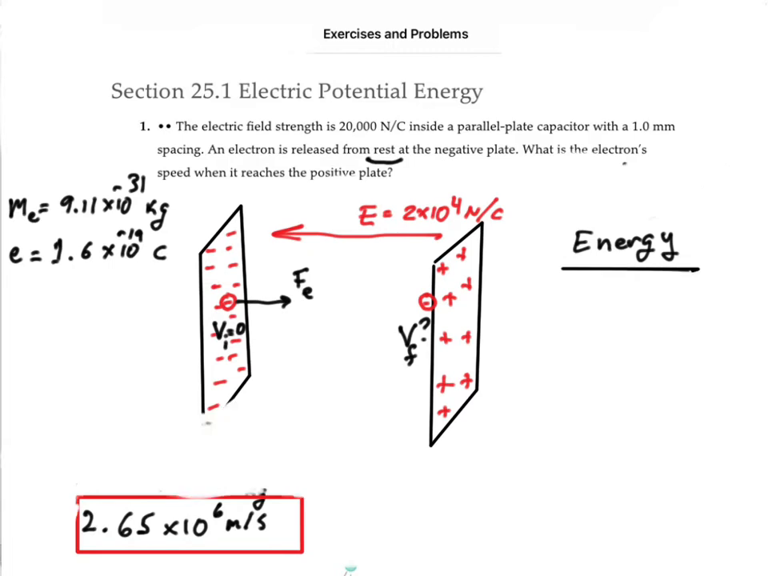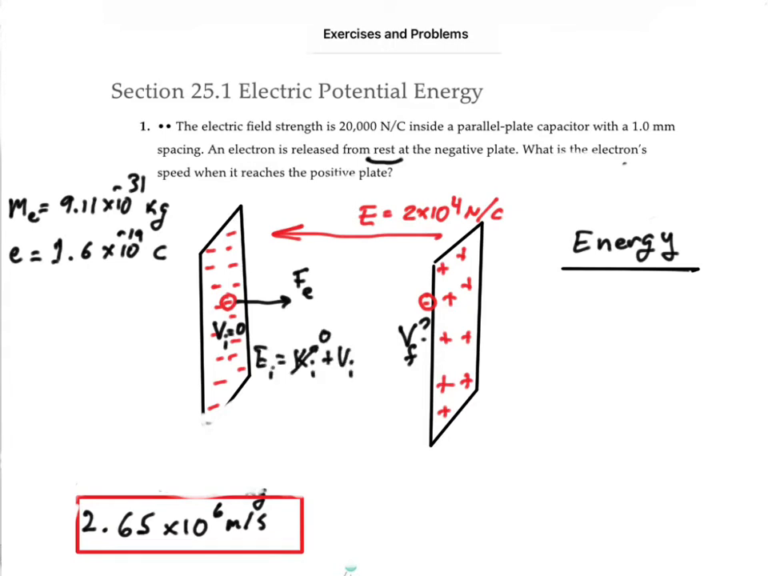Now let's take a look at how you would solve this using conservation of energy. With conservation of energy, first of all, you make sure that there is conservation of energy. In this problem, there should be, because the electric force is a conservative force. There is no dissipation here, no air drag or anything like that. The default is there is no air drag. So we should be able to use conservation of energy.